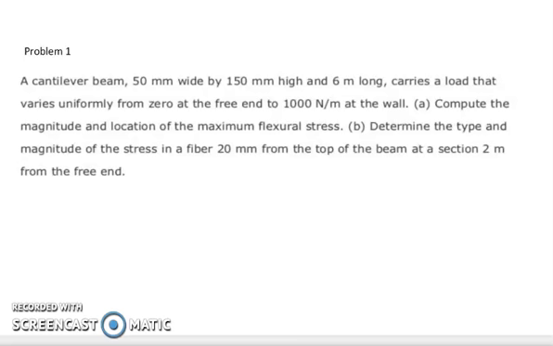A cantilever beam, 50 mm wide by 150 mm high and 6 meters long, carries a load that varies uniformly from 0 at the free end to 1000 Newton per meter at the wall. Letter A: compute the magnitude and location of the maximum flexural stress. Letter B: determine the type and magnitude of the stress in a fiber 20 mm from the top of the beam at a section 2 meters from the free end. So let us have our first computation.